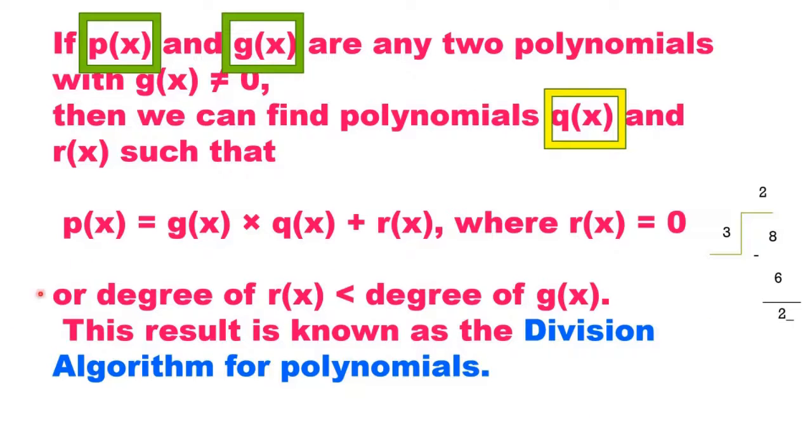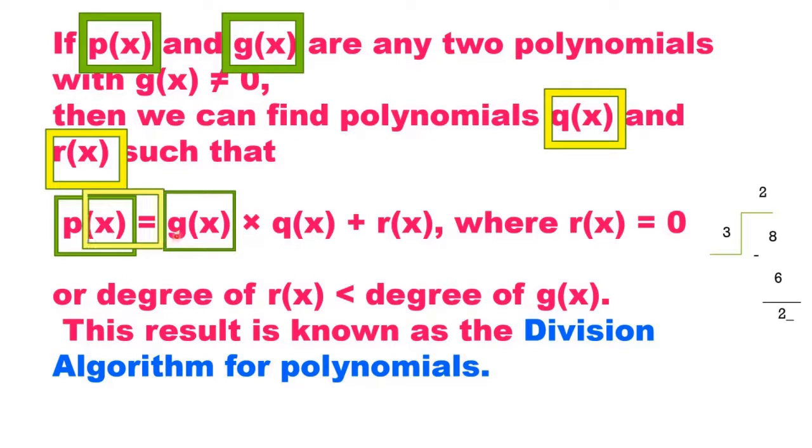This chapter is about polynomials. We will talk of degrees. Which polynomial will have the highest degree? p(x). And g(x) as well as q(x) will have degrees lower than p(x). It's quite natural because we are going to multiply these two to get p(x). So the degrees of g(x) and q(x) will be lower than that of p(x).